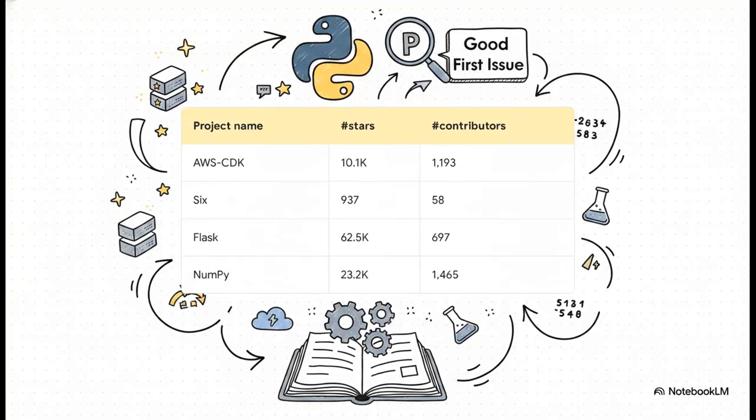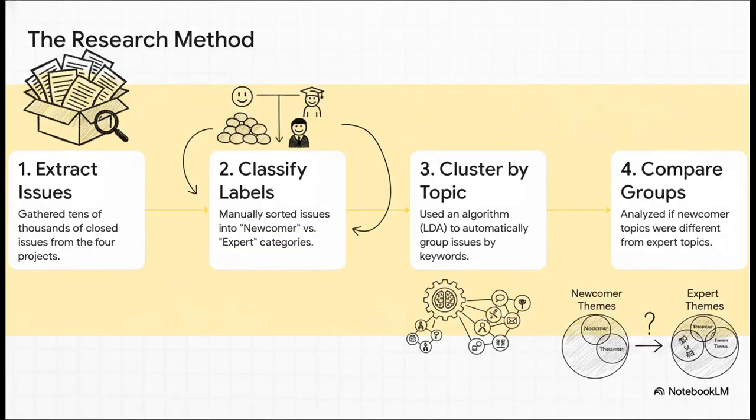Now, they didn't mess around with small or obscure projects. They went for the giants of the Python world. AWS CDK, Six, Flask, and NumPy. I mean, look at these numbers. We're talking about projects with tens of thousands of GitHub stars and thousands of contributors. This is real-world, heavy-duty data. So how'd they do it?